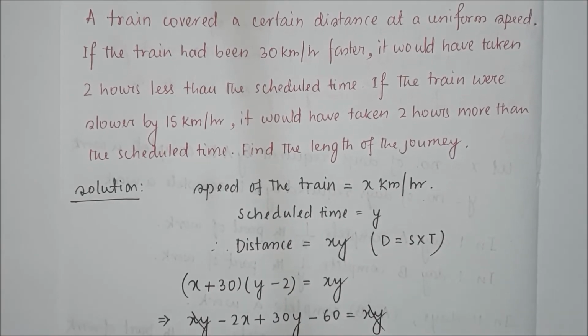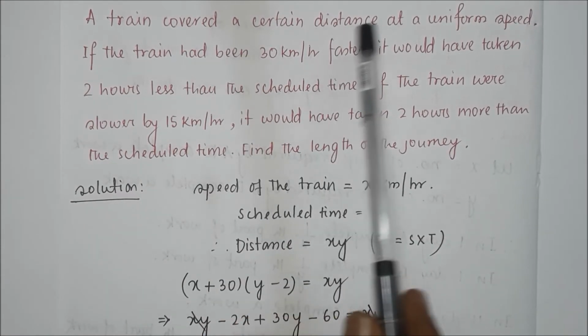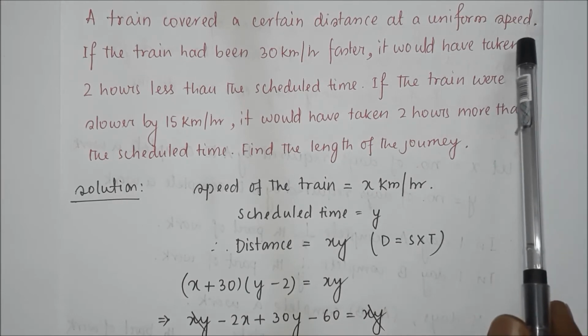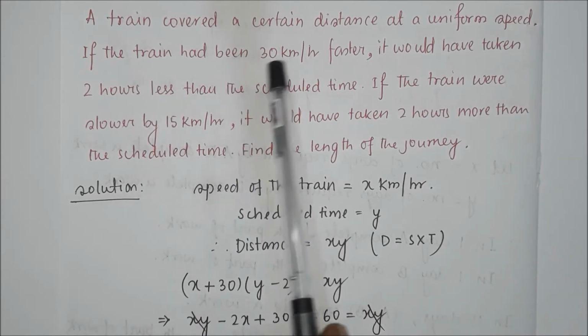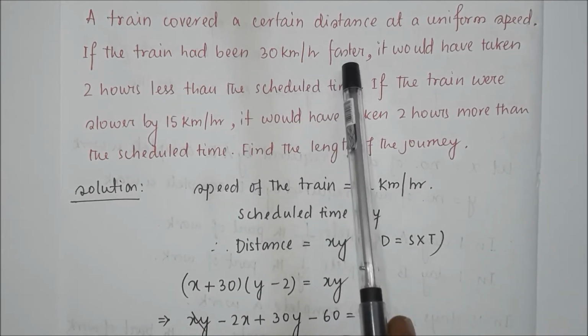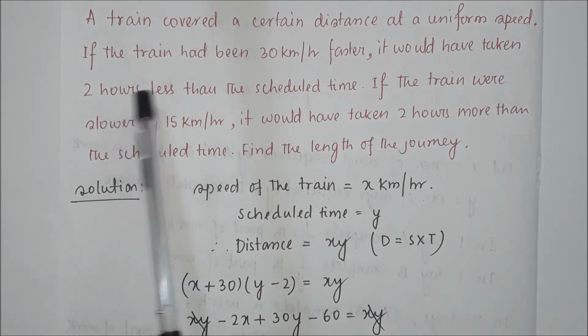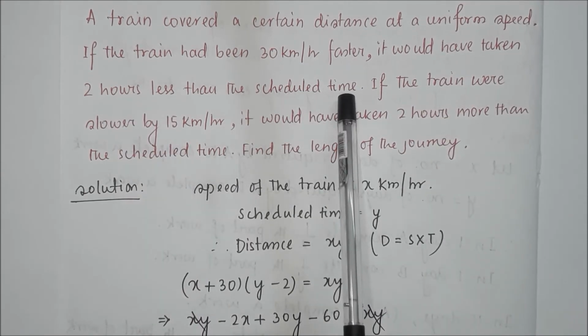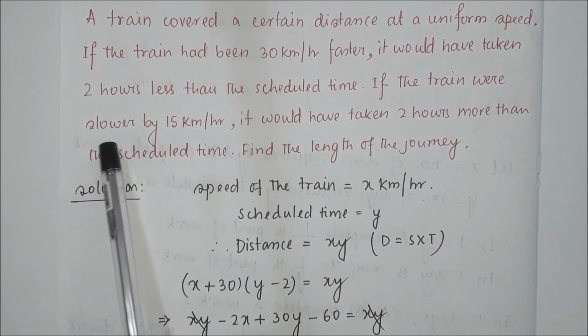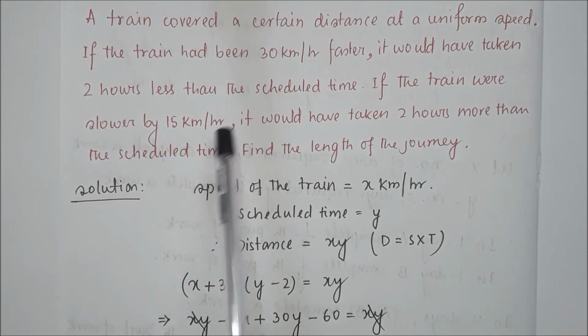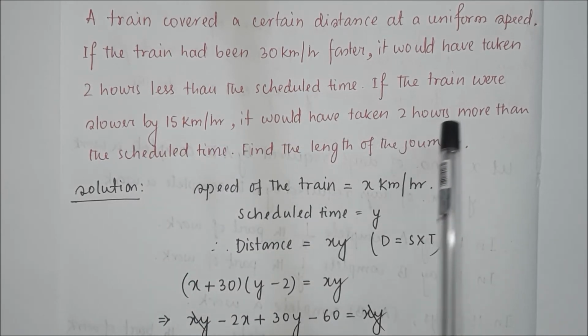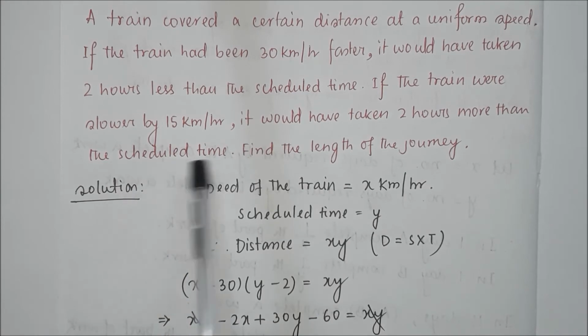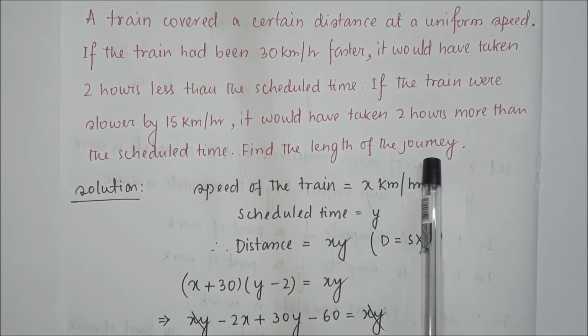Moving on to our next problem: a train covered a certain distance at a uniform speed. If the train had been 30 km per hour faster, it would have taken 2 hours less than the scheduled time. And if the train were slower by 15 km per hour, it would have taken 2 hours more than its scheduled time. Find the length of the journey.